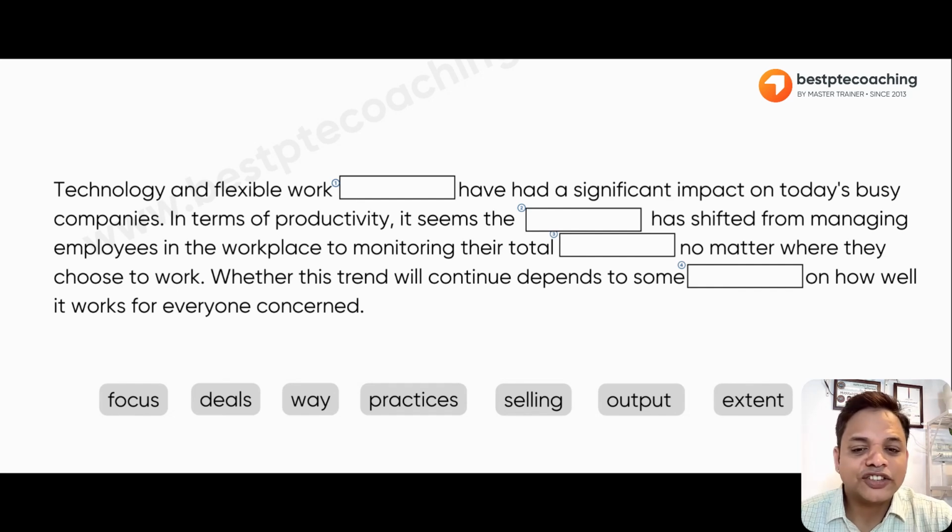Next one. Whether this trend will continue depends to some blank on how well it works for everyone concerned. Depends to some extent. To some extent. Again, this is a collocation. These 3 words go with each other more frequently, more naturally. That's why we can call it collocation. So we are answering it in the same fashion. Now let me answer one more sample question.